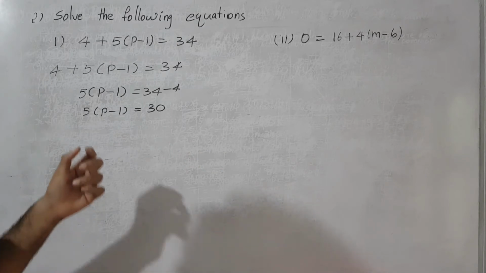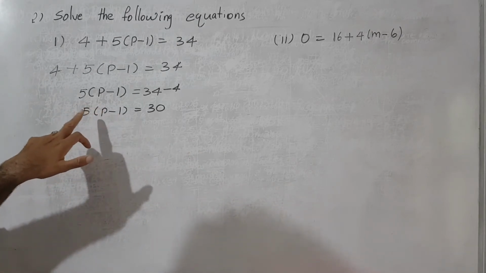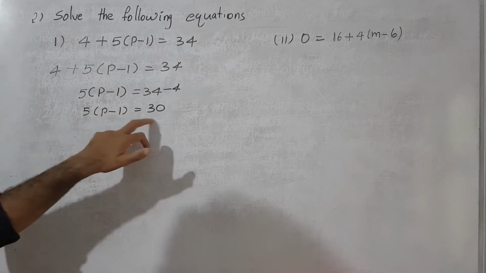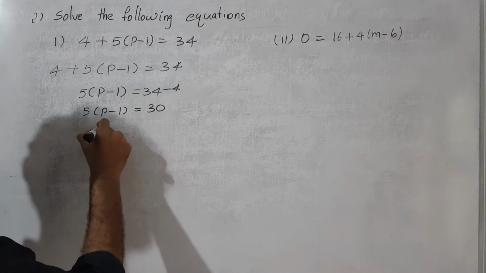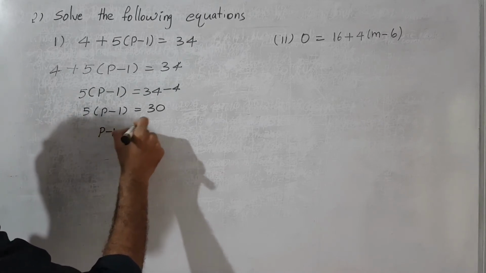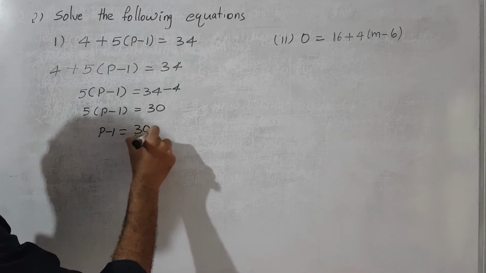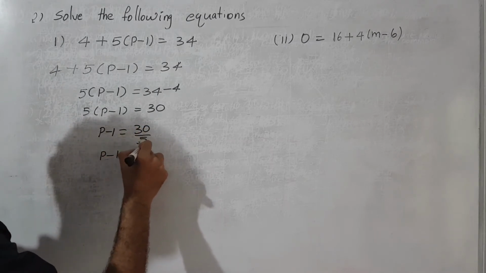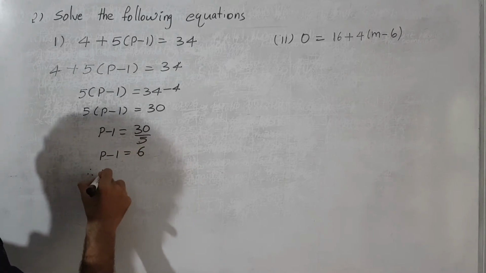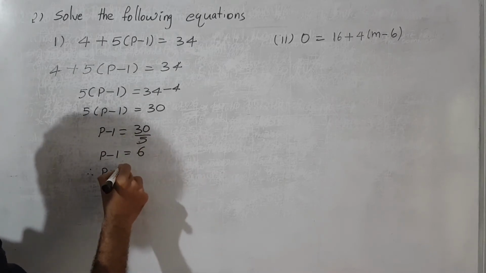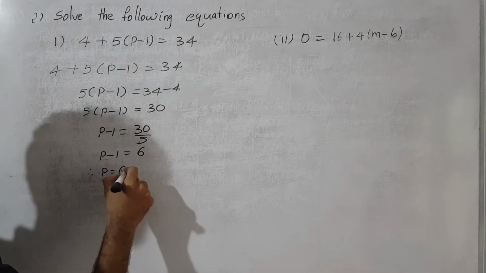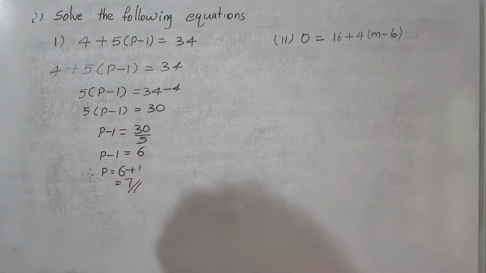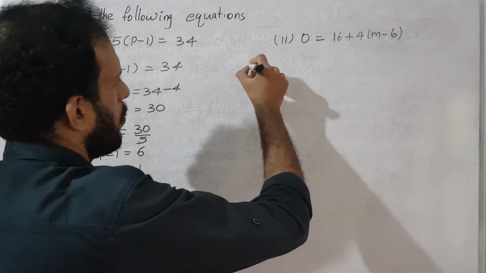Then after, we know what is the next, we transpose first the number which we are commonly multiplying there. Okay, then we transpose into 5, then what is remaining, p minus 1. p minus 1 is equal to 30 by 5. Then p minus 1 is equal to 30 by 5 is equal to 6. Therefore p is equal to, what is the change, 6, yes, minus 1 transposing becomes plus 1, then it is equal to 7.